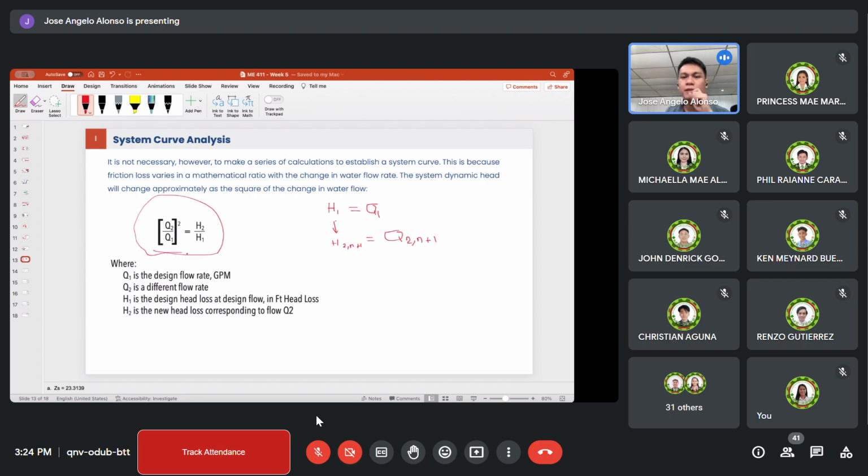So, as long as ma-determine naman natin yung head loss at the corresponding flow rate, yung initial head loss, makakakuha na tayo ng series of head losses with respect to the volume flow rate using this equation. Makaplot na natin yung ating system curve. But we will not do that for today. I-introduce lang natin yan.